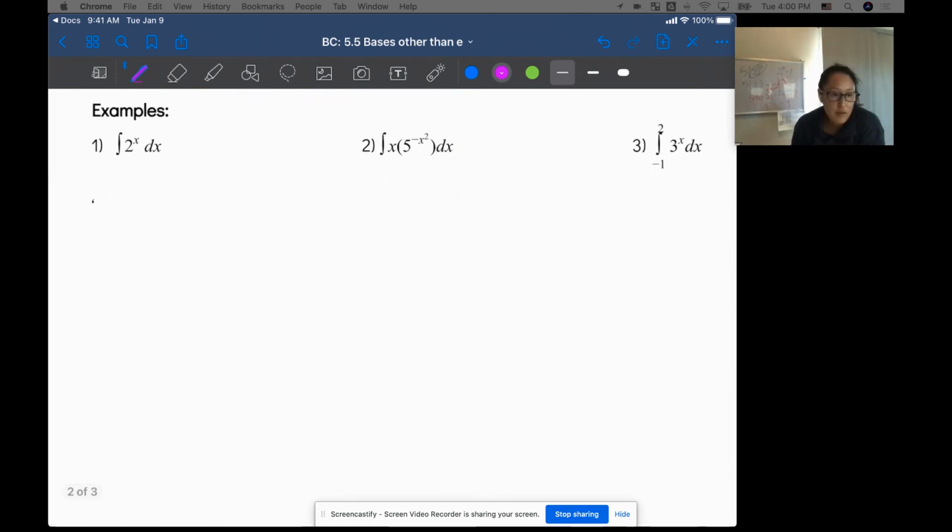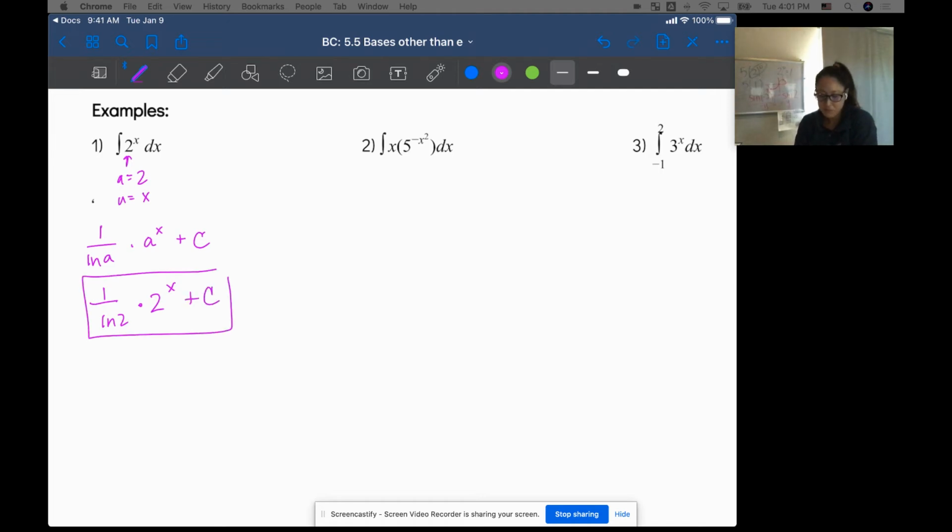Okay, so we're going to take the antiderivative of 2 to the x. So again, the base value is a, okay? And my u is equal to x. So I get the antiderivative of 2 to the x. Since my u is just x, I can just take the antiderivative. It's nice that way. So I get 1 over ln of a times a to the x plus c. So it's 1 over ln 2 times 2 to the x plus c.